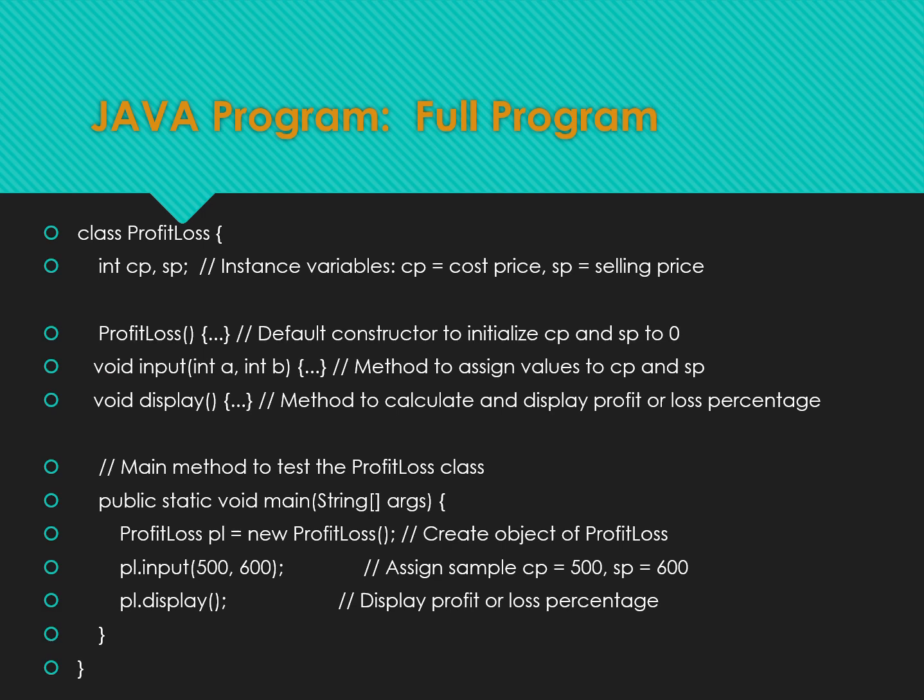Here is the complete Java program. It includes the class with instance variables, constructor, input and display methods, and the main method. This modular structure promotes clarity, maintainability, and code reuse. This program is an ideal example for beginners learning how to implement real-world logic using object-oriented concepts in Java.